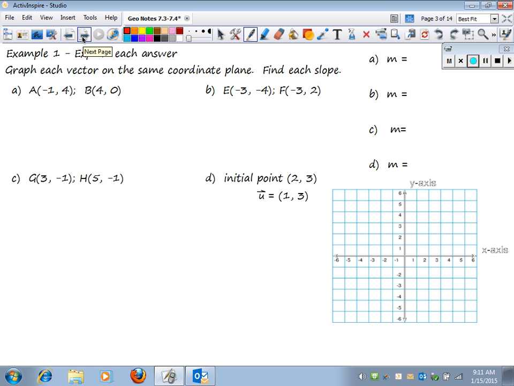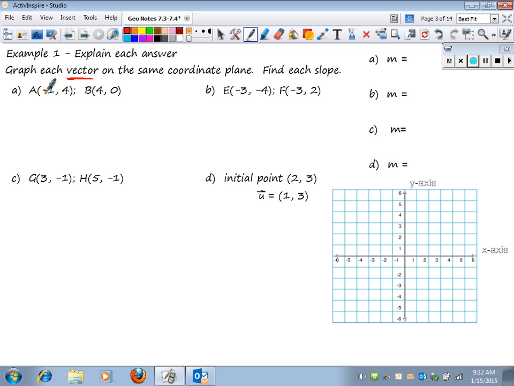Let's take a look at the first couple of problems here to see if we can just remember how to find slope. It says graph each vector on the same coordinate plane and then find each slope. So we're going to graph each vector. Okay, notice where it says vector. It doesn't say graph the line. It says graph the vector. What is a vector? What's the little guy? He's got direction and magnitude, right? A vector has direction and magnitude, but it has a beginning and an ending, right? It goes in one direction and it stops.